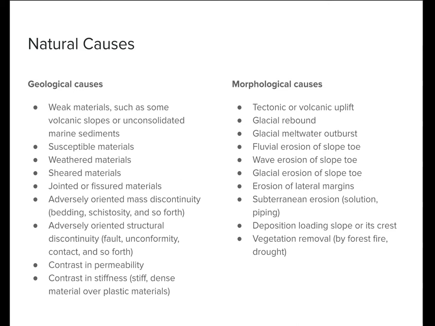All right, so other causes here. So things that are going to end up weakening a slope, not necessarily causing the landslide, but giving us the right conditions for landslides to happen. So weak materials, like volcanic slopes or marine sediments, weathered materials, jointed or fissured materials. We talked about jointed volcanic or sandstone rocks. Adversely oriented mass discontinuity. I love that.